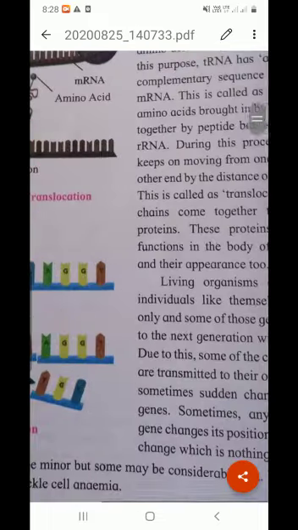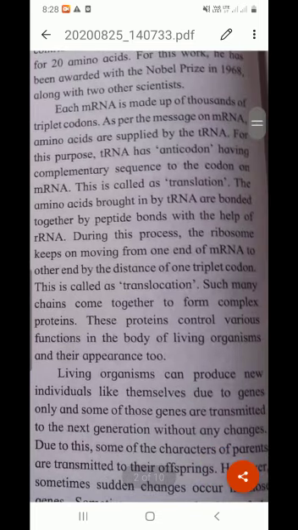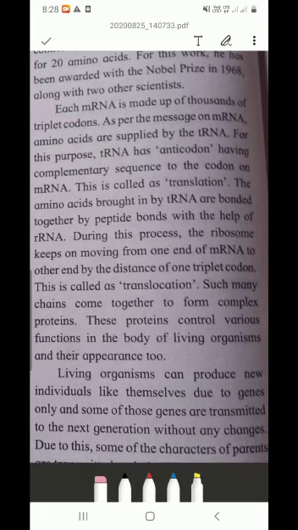Each tRNA has an anticodon with a sequence complementary to the codon on mRNA. This is called translation. Now the word translation is simple, isn't it?